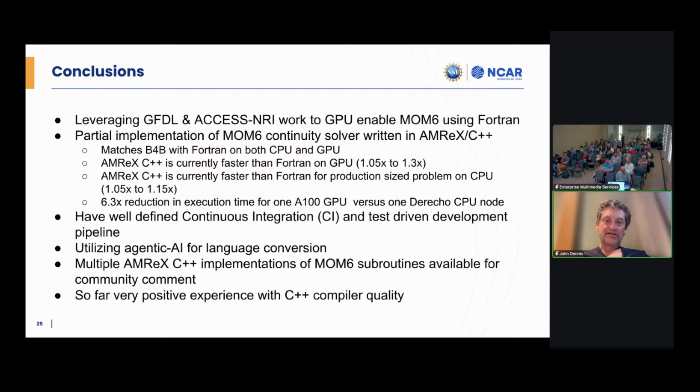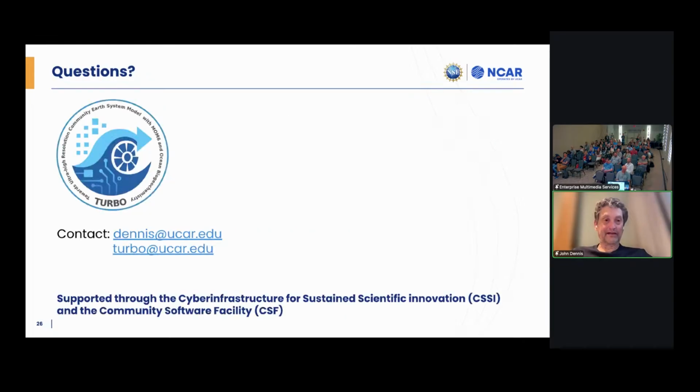We've got a well-defined continuous integration, test-driven development pipeline. I think this is really what you need to do to move large volumes of code and have confidence that it's going to get the right answer. We're utilizing agentic AI for language conversions, and so we have multiple AMReX implementations for MOM subroutines. Again, we'd love feedback on that. So far, we've had a very positive experience with the C++ compiler quality. The only bugs we found so far are the ones we created ourselves, versus ones in the compiler. All right, questions?